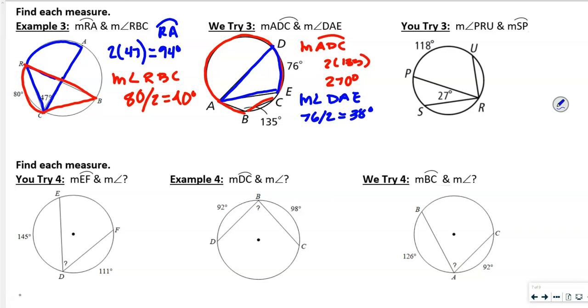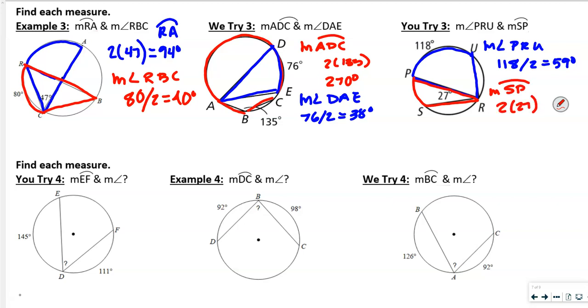So PRU, angle P, RU is right there. There's our arc, right? So the measure of angle PRU is going to be 118 divided by 2. So that's going to be 59 degrees, right? Okay, then we're looking at arc SP, right? So there's our angle 27. So this time the measure of arc SP is going to be 2 times the 27. So that's going to be equal to 54 degrees, right?